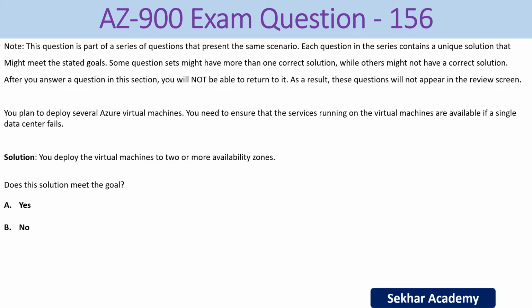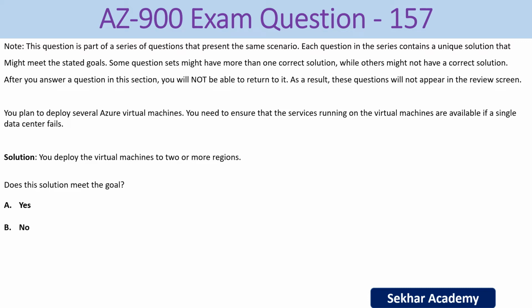Does this solution meet the goals? The options we have are yes and no. The right answer is yes. Availability zones are the feature where, when we have such failures, we can recover or still use the resources even if another data center has failed. The right answer is yes. AZ-900 exam question number 157.